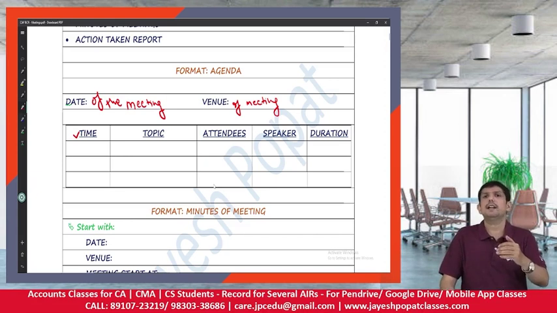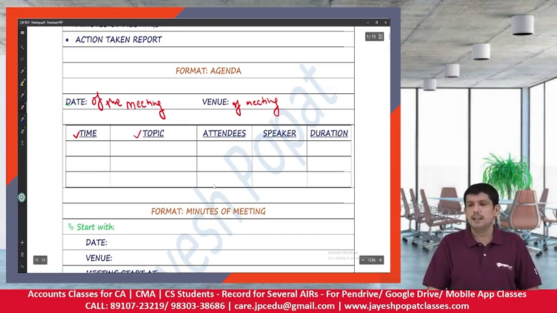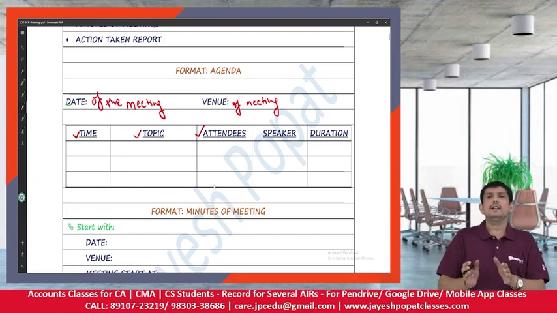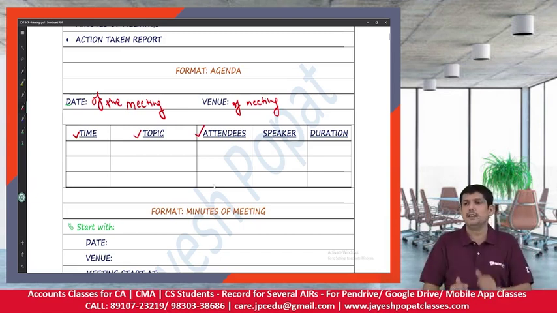When will the meeting start? What point will be discussed at what point in time, and when will the meeting end? It will cover the topics which are supposed to be discussed in the meeting. It will also talk about who all are supposed to attend the meeting, so that people who are attending the meeting know well in advance whom they are supposed to face in the meeting.